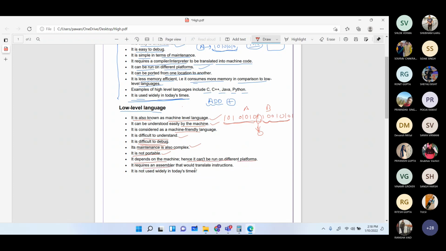It requires an assembler that would translate instructions. It is not used widely in today's time. So basically this line is a little bit ambiguous. Whenever we code, that code gets converted into machine language, because the machine then understands this.